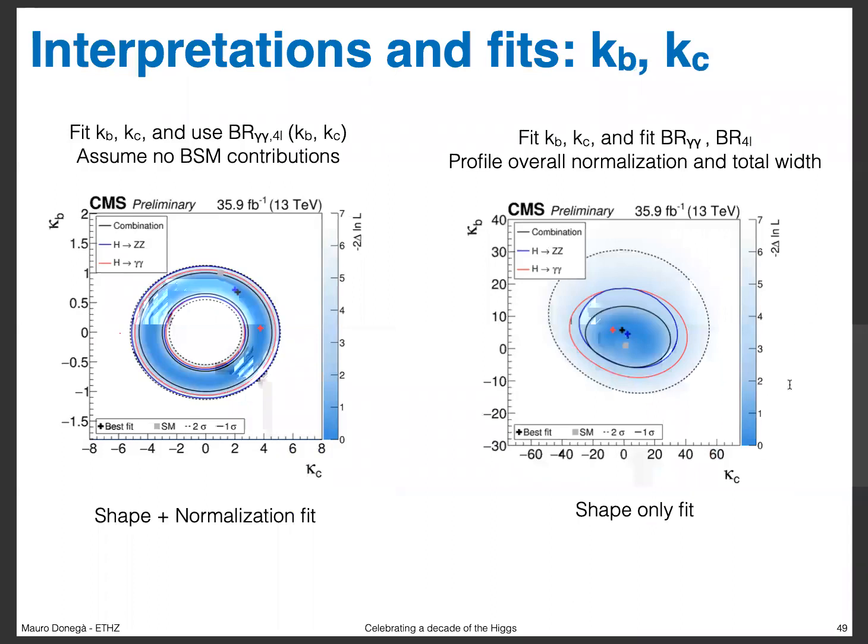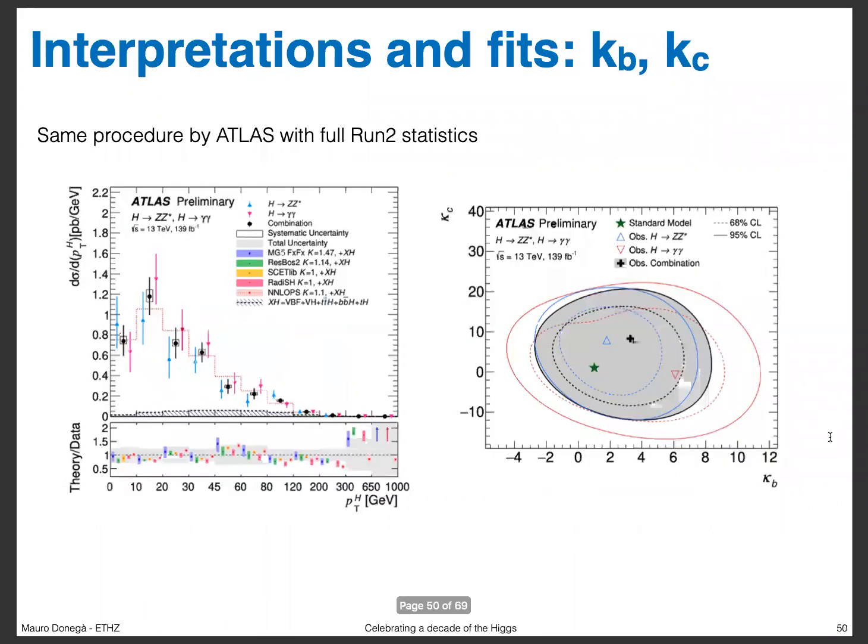And here is another example where you fit kappa B and kappa C, and you see what happens if you assume no BSM contribution, so you use the branching ratios from the Standard Model, which effectively means you use both shape and normalization, and you get very constraining profiles. Or you use the shape only, removing information from the normalization, essentially fitting also the branching ratios of gamma gamma and 4L, and you see that you have a much less discriminating profile. The same thing was done for ATLAS.